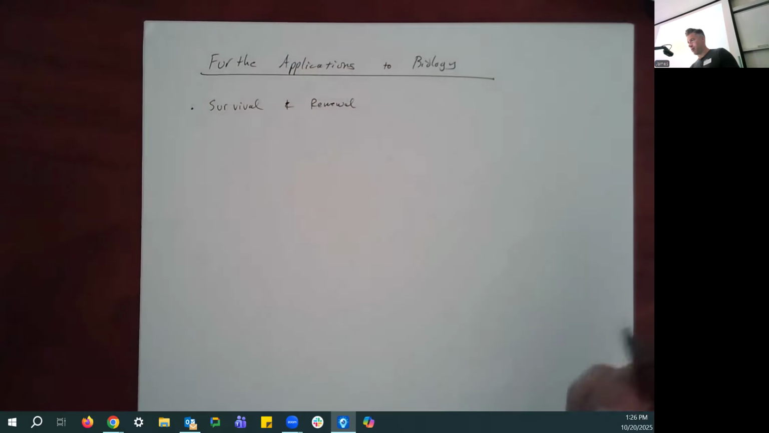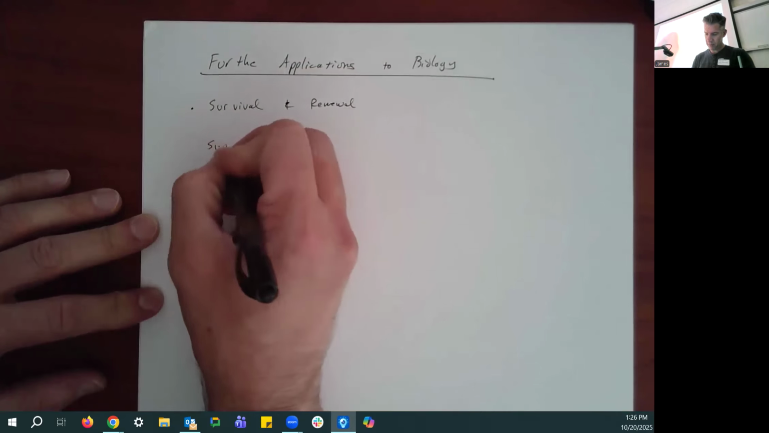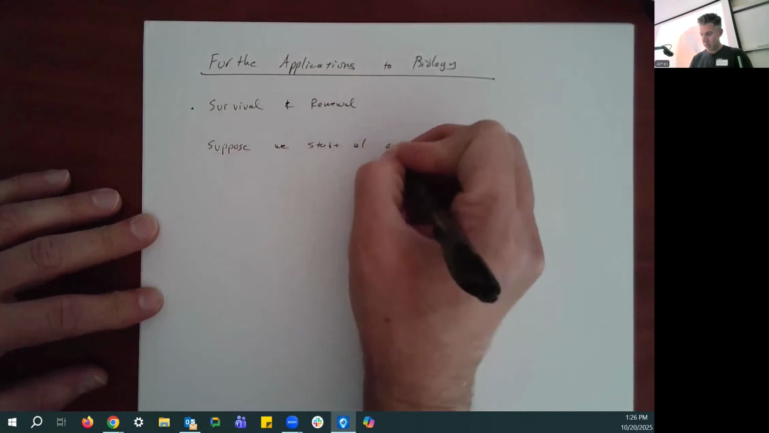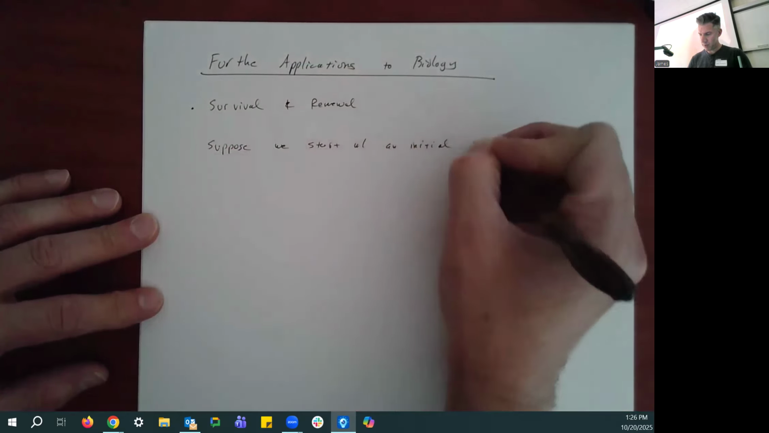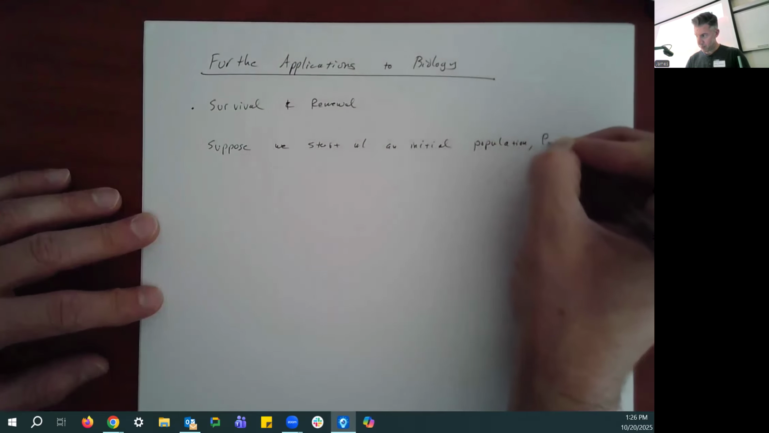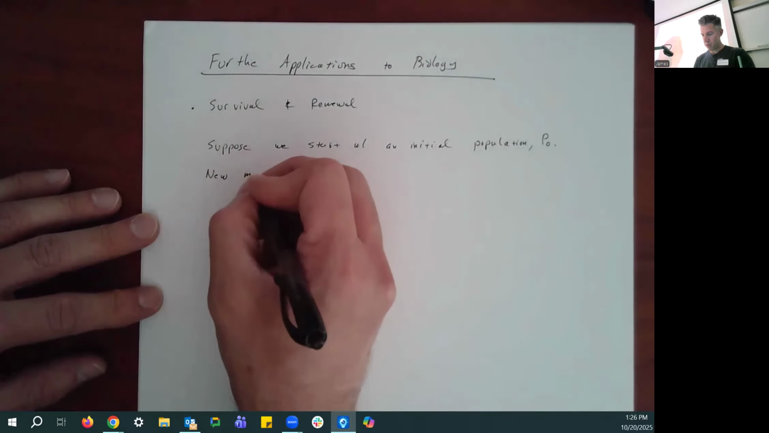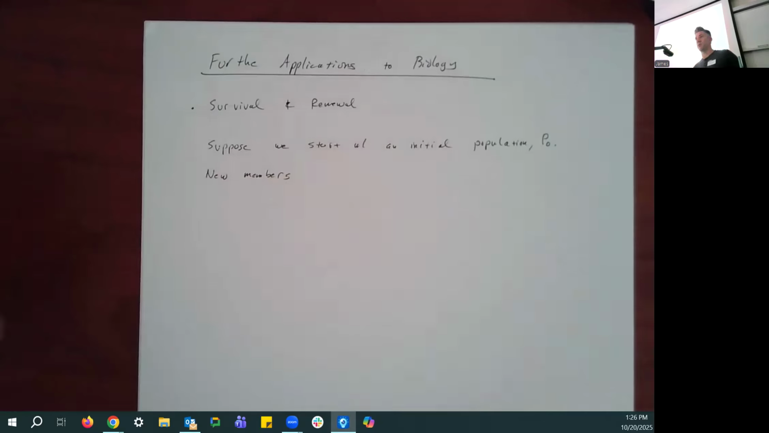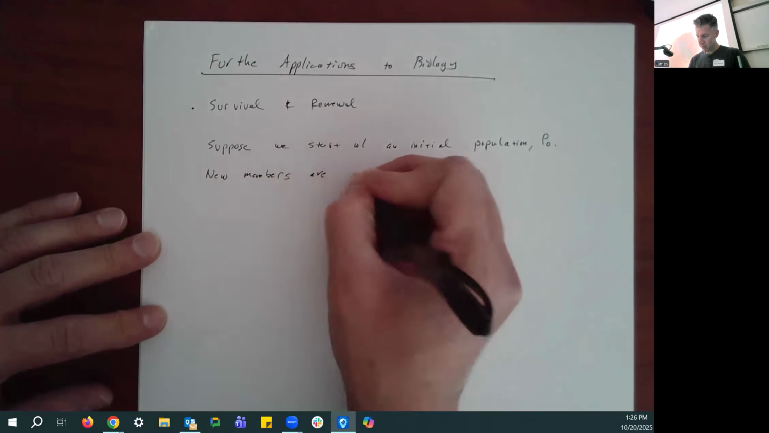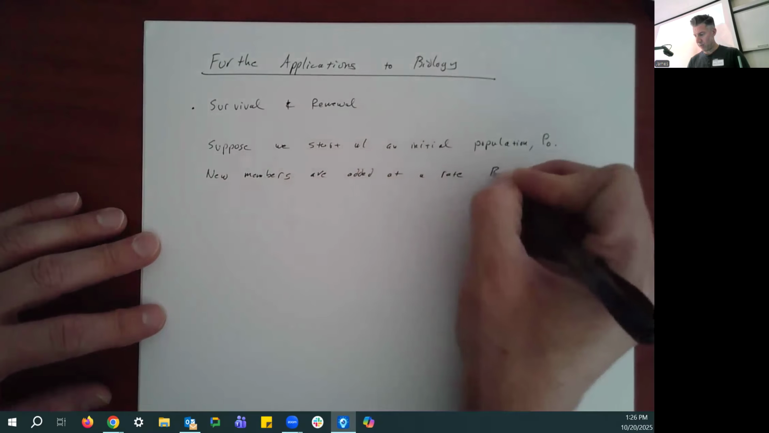So here's the setup. And I'm going to kind of write out all the things here. Suppose we start with an initial population, which we're going to denote as P sub 0, also known as P naught. New members of whatever, like we keep talking about birds or cells or whatever kind of thing we're talking about, new members are added at a rate R of t.